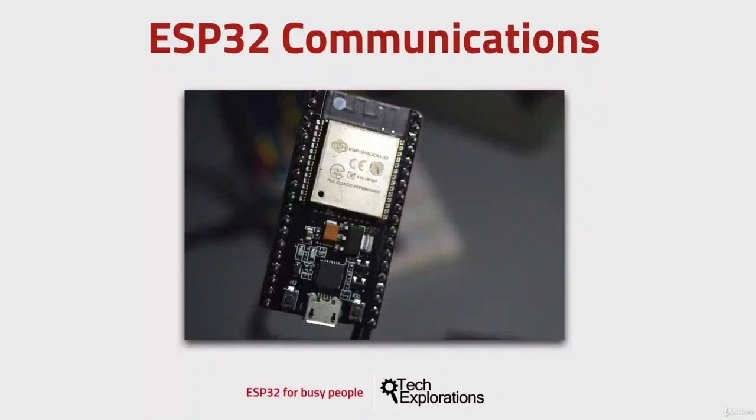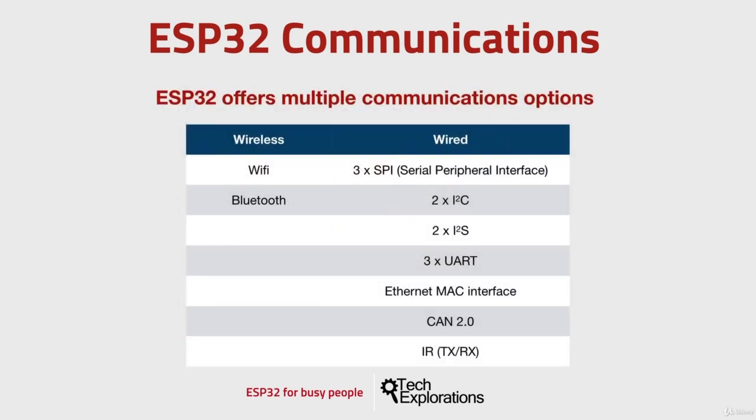Hi, let's have a quick look at the various communications capabilities of the ESP32, and that has to do with communications between things such as sensors and integrated circuits or other devices such as mobile phones and the internet. In summary, these are the various communications options that come with the ESP32.